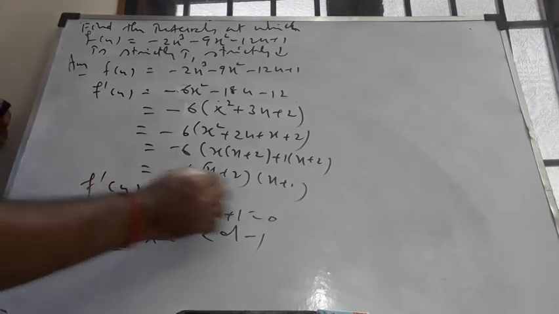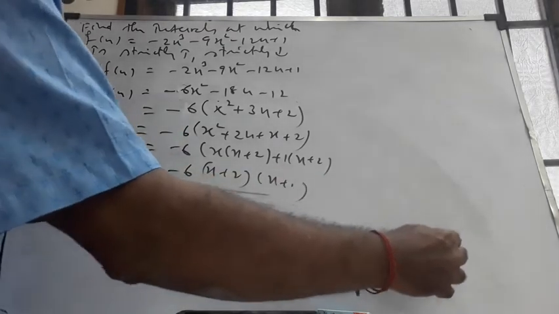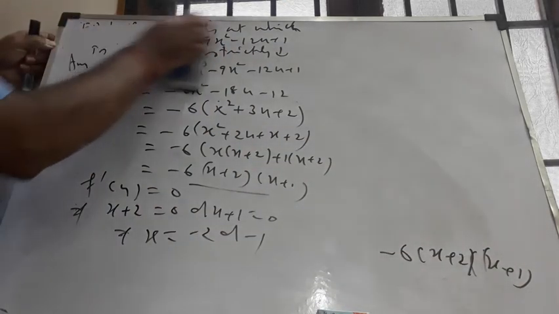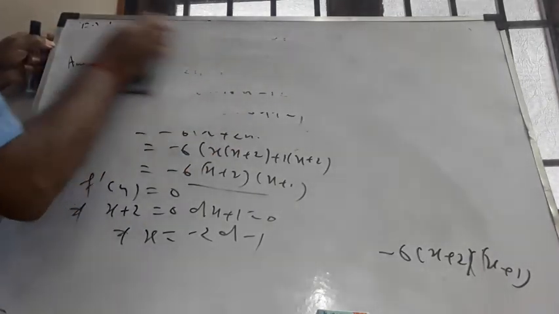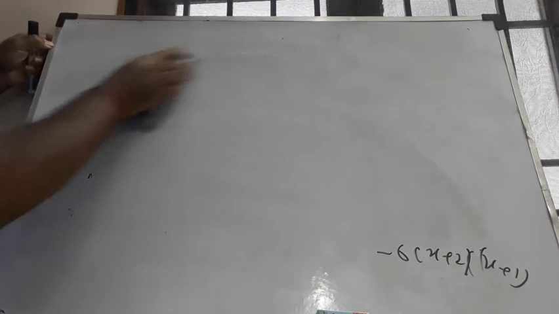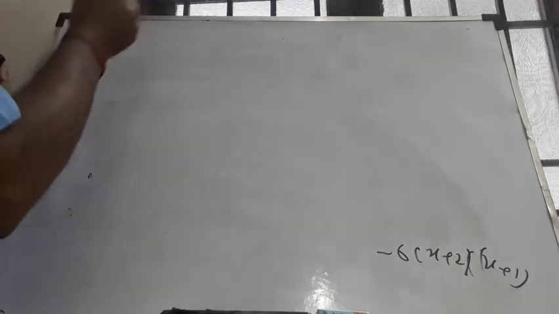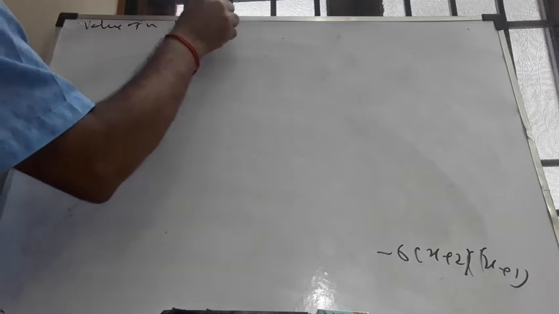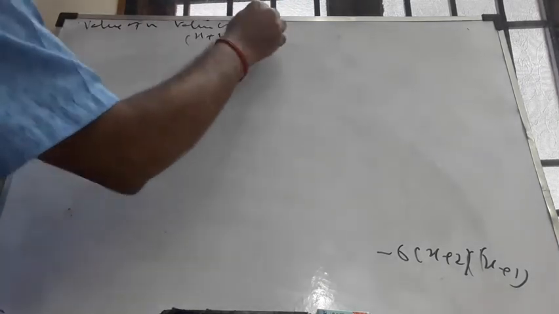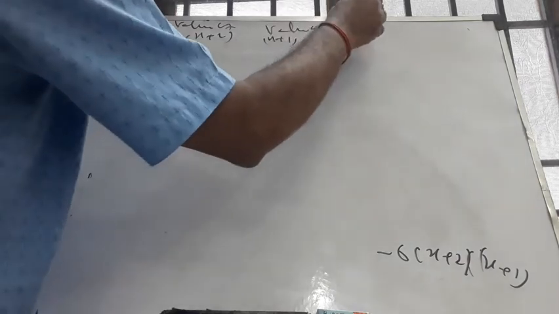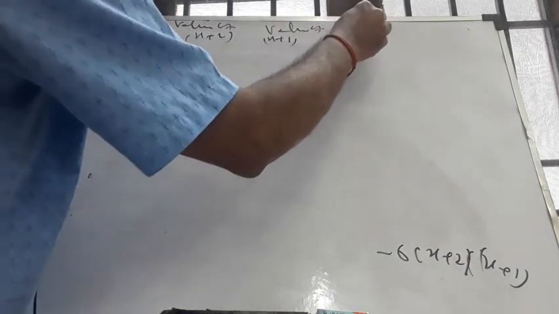Only remember this particular part, just for convenience sake I am writing it over here. I am going to use it at the end. Okay, let me use the next board by rubbing it off. Therefore, value of x, then value of x plus 2, then value of x plus 1. Here it is value of f dash of x.